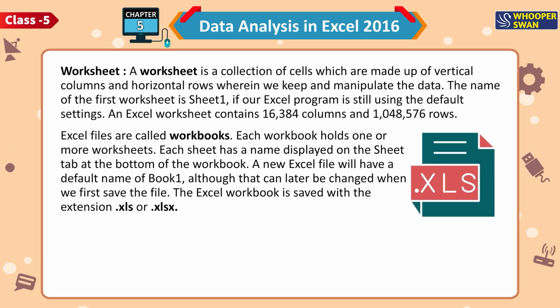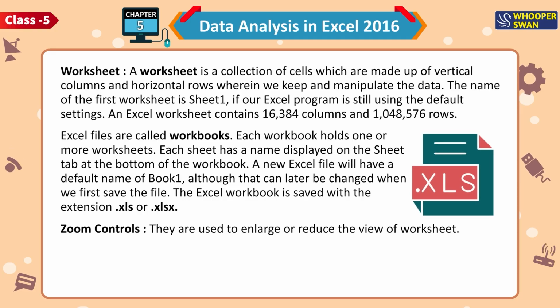Excel files are called workbooks. Each workbook holds one or more worksheets. Each sheet has a name displayed on the Sheet tab at the bottom of the workbook. A new Excel file will have a default name of Book 1, although that can later be changed when we first save the file. The Excel workbook is saved with the extension .xls or .xlsx.